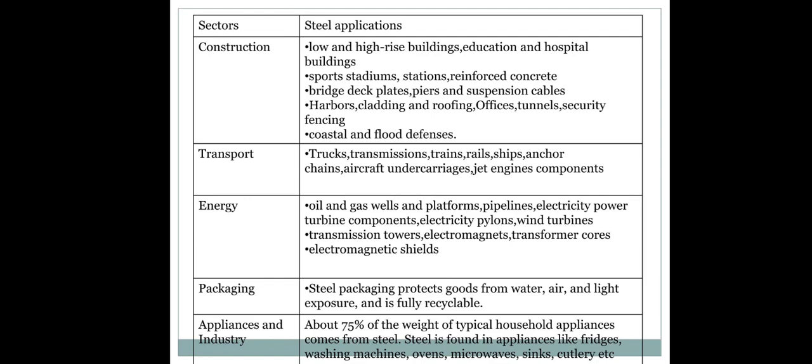In the packaging sector, steel packaging protects products from water, air, and light exposure, and it is fully recyclable. In appliances and industrial uses, about 75% of the weight of typical household appliances comes from steel. Steel is found in appliances like fridges, washing machines, ovens, microwave ovens, sinks, etc.